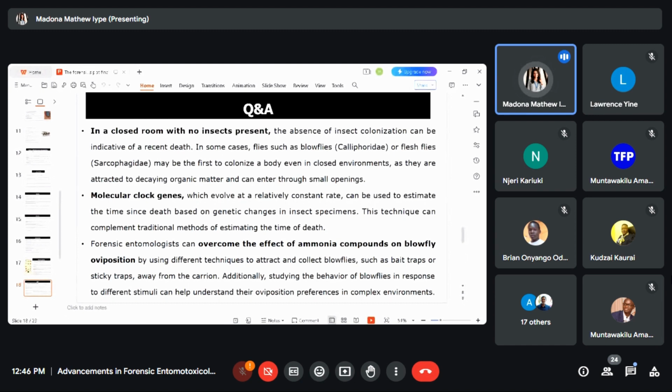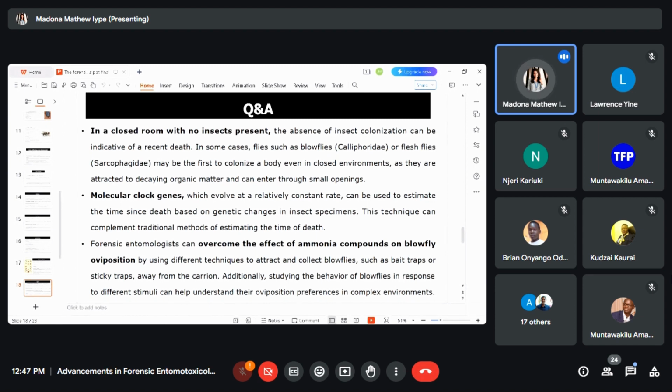Again, molecular clock genes, which evolve at a relatively constant rate, can be used to estimate the PMI, the postmortem interval, and the time since death based on genetic changes in the insect specimen. This technique can complement the traditional methods of estimating the time since death. So molecular clock genes can be helpful, and can be a modern estimation method for the PMI.